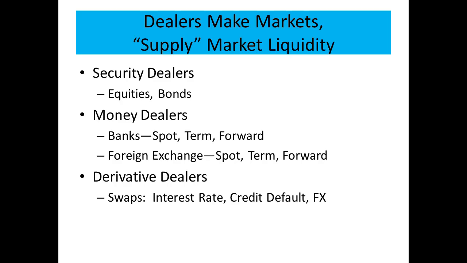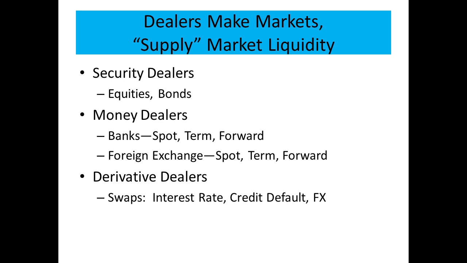But I'm also going to use the word for banks, which I will call money dealers. They're making markets not just in currency versus deposits, which is where I started, but also in forward markets, in term deposits as well, particularly in the Eurodollar market, as we'll see. And there are also foreign exchange dealers, who are kind of money dealers, exchanging one kind of money for another, again in spot, term, and forward markets. And I'm also going to use the word dealer to talk about people who trade derivative instruments, various kinds of swaps: interest rate swaps, credit default swaps, foreign exchange swaps. Again, they are making markets. They're creating a bid-ask spread that creates liquidity.